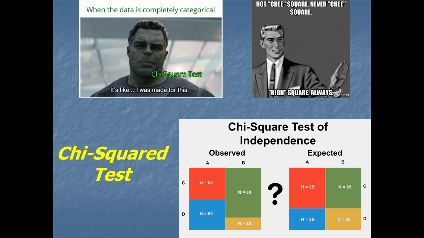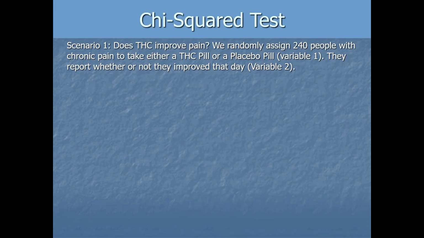What to do when you have two categorical variables and want to know if they're connected or related in some way. So let's start with an example. Does THC, like marijuana, improve pain? We could do an experiment where we randomly assign, say, 240 people with chronic pain to take either a THC pill or a placebo pill.